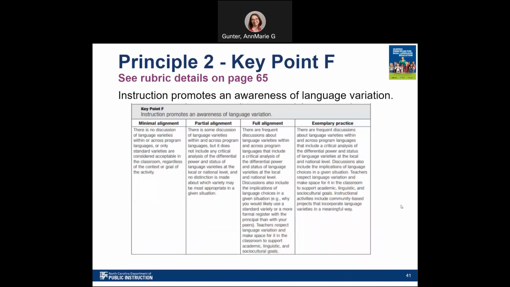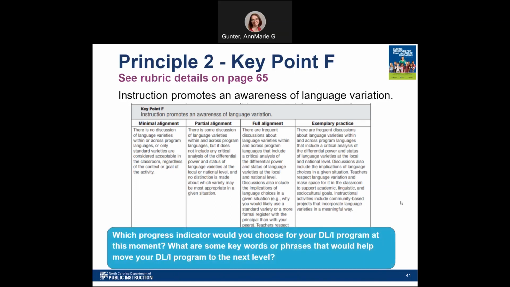Key point F for Principle 2 is instruction promotes an awareness of language variation. Here we have some different kinds of ways to think about biliteracy and language variation in the classroom. Read through those and then determine which progress indicator you would choose for your DLI program at this moment, and what are some keywords or phrases that would help move your DLI program to the next level.